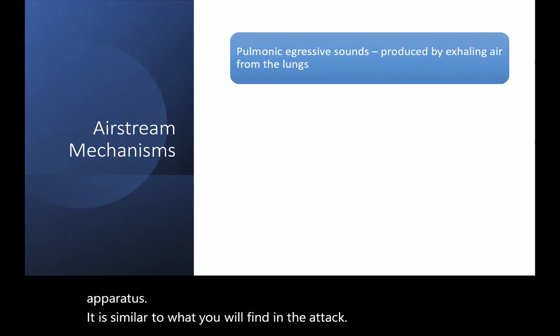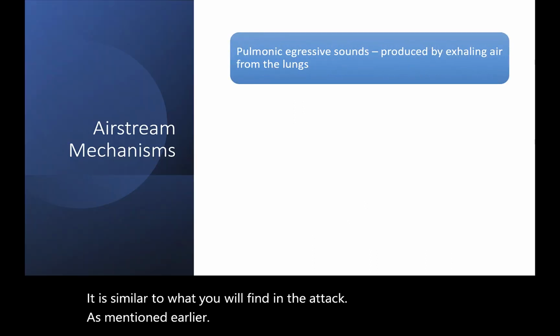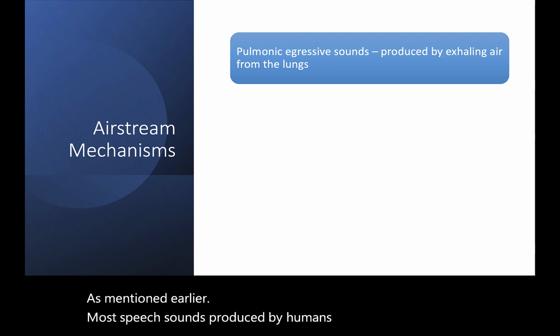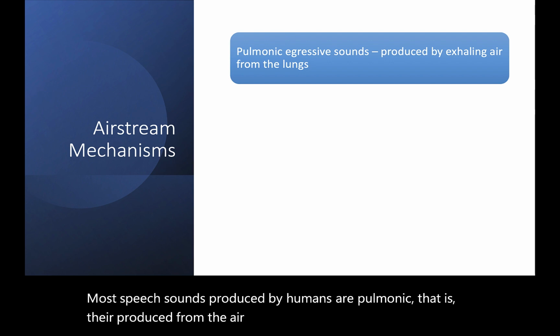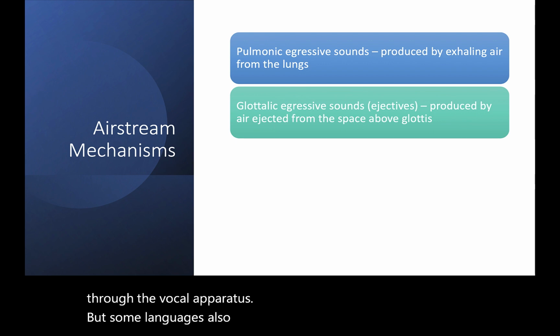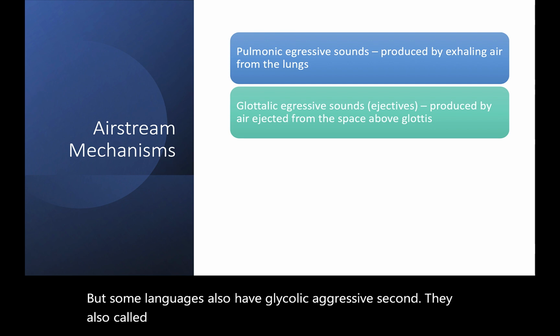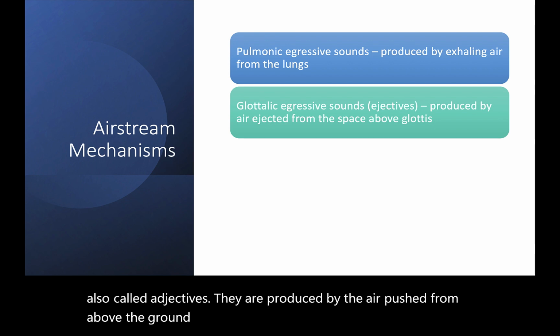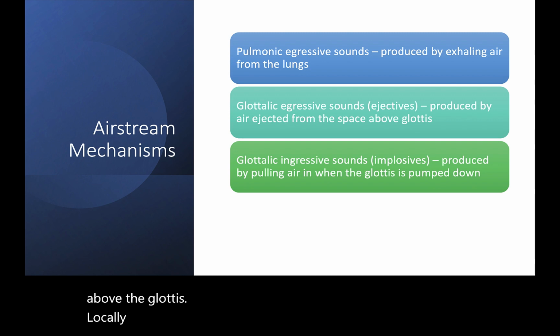As mentioned earlier, most speech sounds produced by humans are pulmonic. That is, they're produced when the air is pushed out of the lungs and through the vocal apparatus. But some languages also have glottalic egressive sounds. They're also called ejectives. They're produced by the air pushed from above the glottis. Glottalic ingressive sounds are called implosives. They're made when we pump the glottis down and pull the air in.